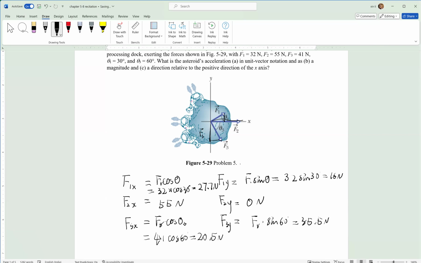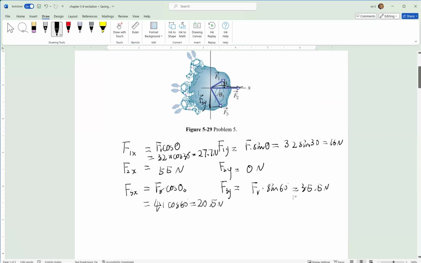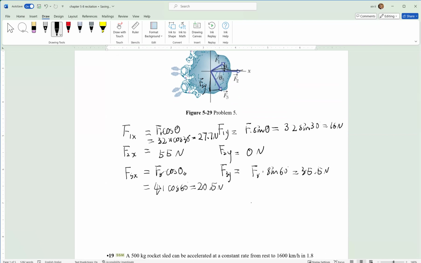But F3 goes down, so F3y goes down. So when you add them, you have to have a negative sign here. I'm going to write it like this. You can write a negative sign here. So you do the summation, you know this is negative. So the net force in the x direction, you are going to add this to this to this. So it's 27.7 plus 55 and then plus 20.5.